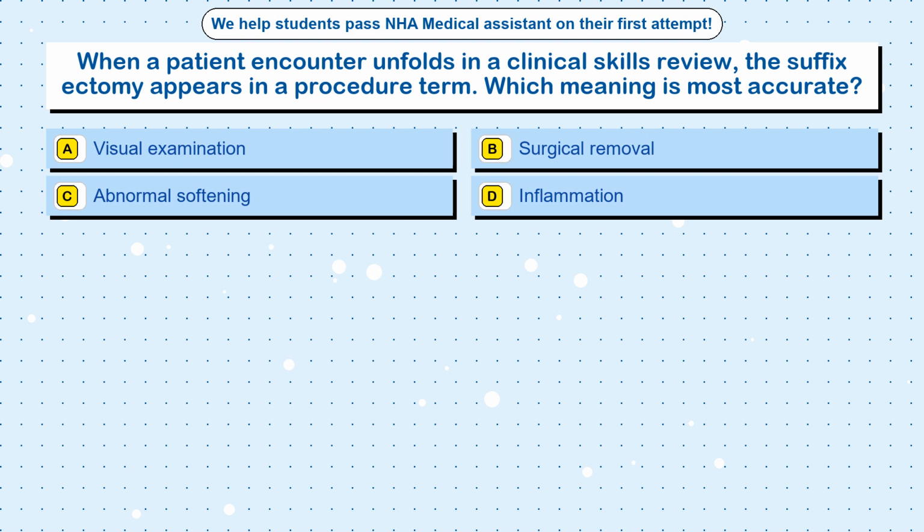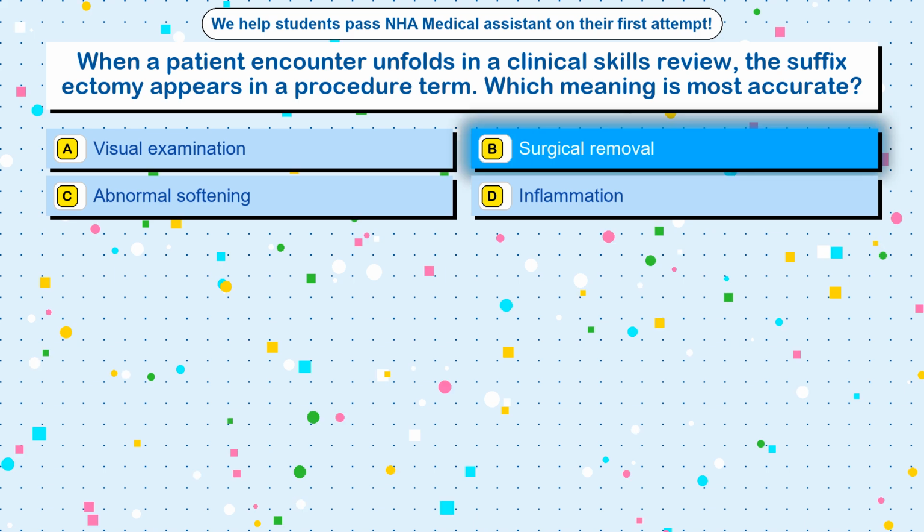Question 30. When a patient encounter unfolds in a clinical skills review, the suffix ectomy appears in a procedure term. Which meaning is most accurate? Option A, visual examination. Option B, surgical removal. Option C, abnormal softening. Option D, inflammation. The correct answer is option B, surgical removal.